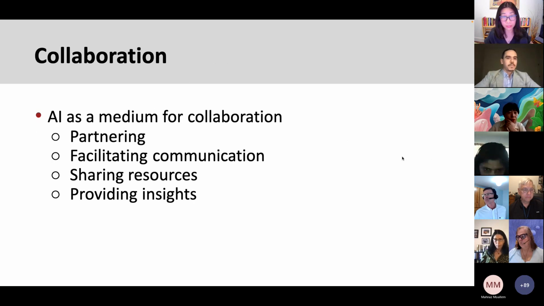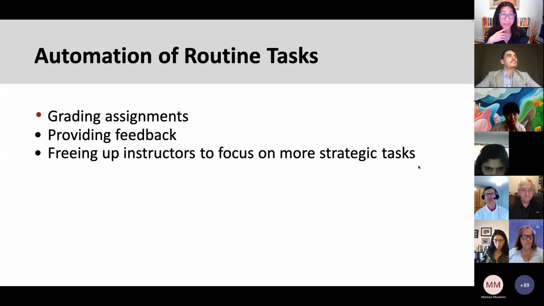And collaboration, again, is a topic I'm most excited about of all. AI can be a medium for collaboration, partner with learners, facilitate communication, sharing resources, and providing insights. Next one, please. And then, of course, AI is very good at pattern recognition and routine tasks.